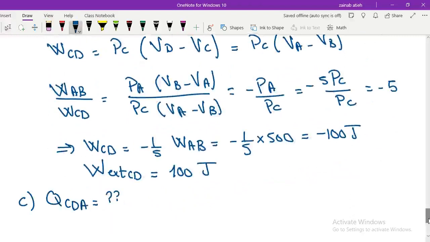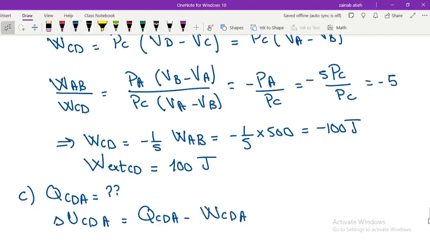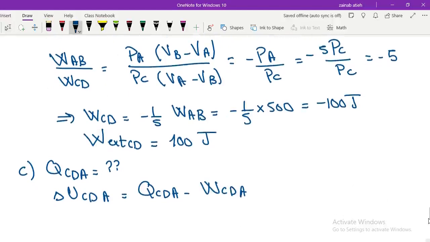Okay, so I will use the first law of thermodynamics, which says delta U CDA is equal to Q along the path CDA minus the work along the path CDA. To find this, delta U along CDA is simply U final minus initial, so it's equal to delta U of CA. I only care about the initial and final points, which is equal to minus delta U AC. And I have AC, so it's the inverse of it.